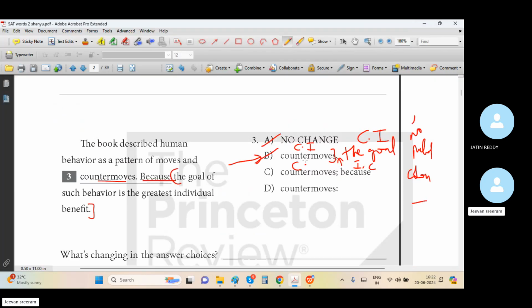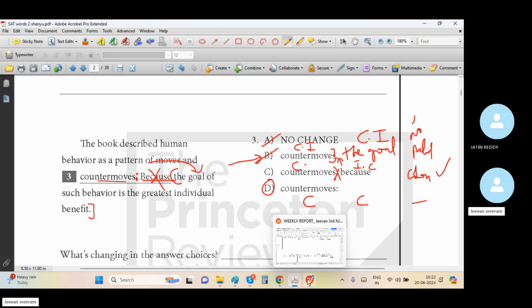But we got till counter moves, it is complete. From because it is incomplete. So again, this is wrong. So D is the answer. How is it the correct answer? Again, D is void of because. There is no because here, which means you are going to remove because, you are going to use a colon here and then the next. Which makes both complete ideas with a colon in between. A colon can be used between two complete ideas. Correct?